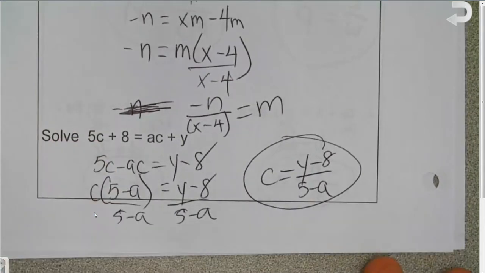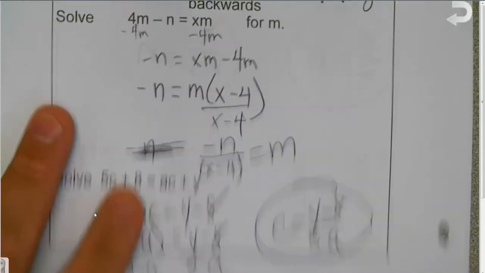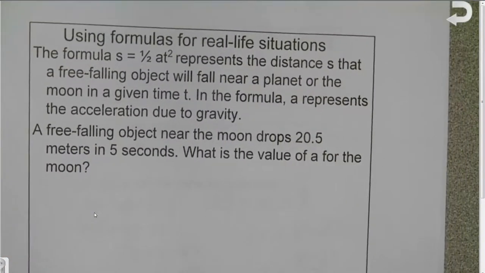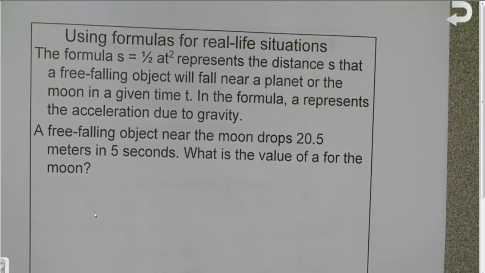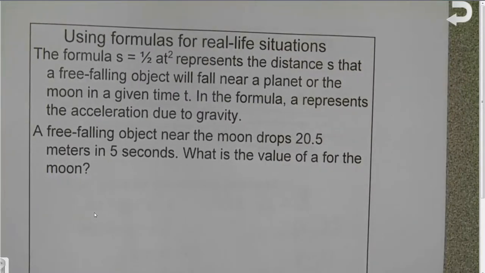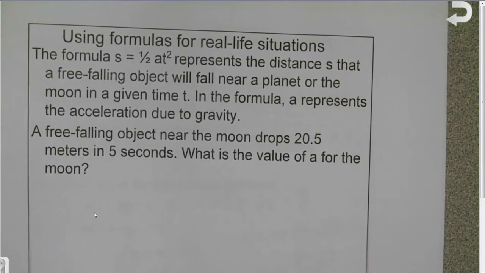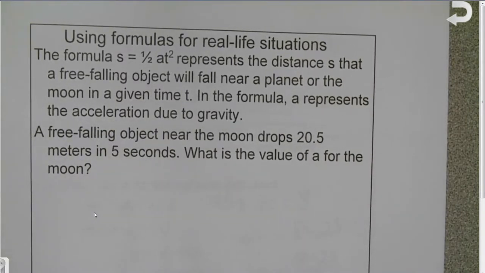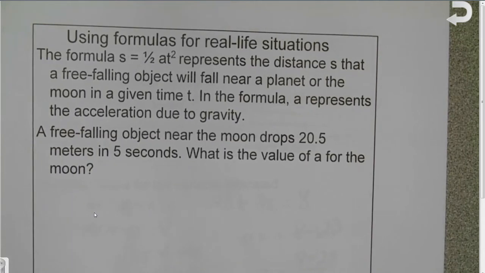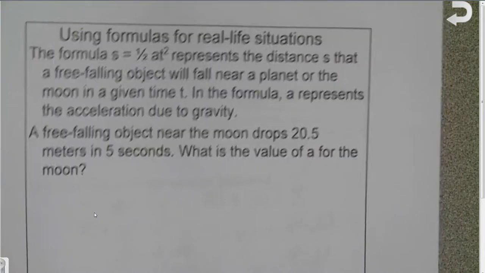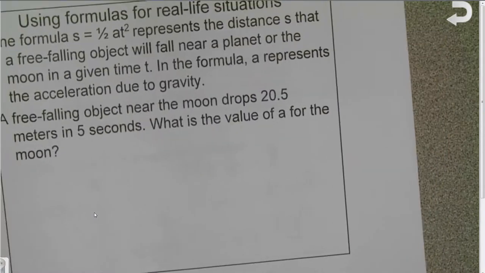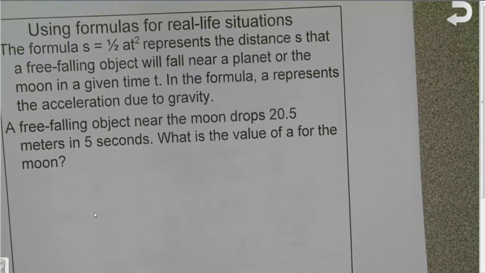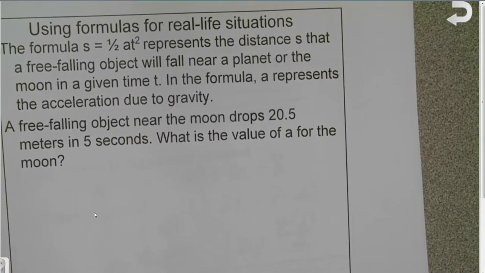I'm sure you're thinking to yourself, how does this work in real life? Well, I don't know how many of you guys are going to become physicists, but if you are going to become a physicist, you have a way to be able to apply it. If I give you the formula s equals 1/2 at squared, in the formula a represents acceleration. So, if I know that the moon drops 20.5 meters in 5 seconds, what is the value of a?